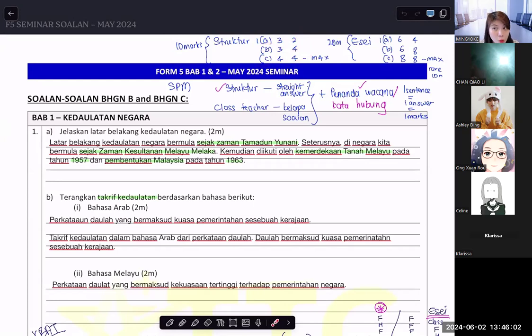Guys, you have to know, the maximum for each one of those will be only 4 marks. It will not be more than 4. It will not be 5 marks, 6 marks.